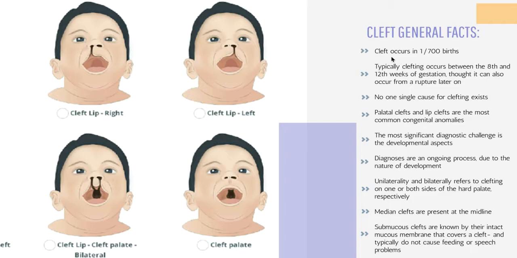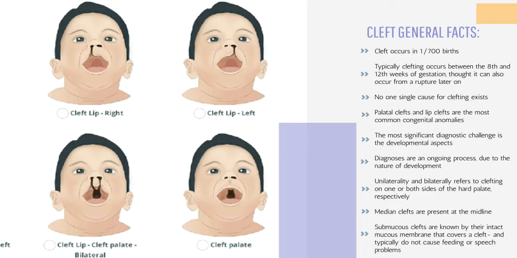Some other general facts is that clefting will typically occur between the 8th and 12th weeks of gestation. Now what's very interesting is that it can occur past that point if there's any type of trauma that occurs during gestation, in which case an already fused palate can rupture, and that can lead then to clefting. But more often than not, it will occur during the 8th and 12th weeks of gestation.